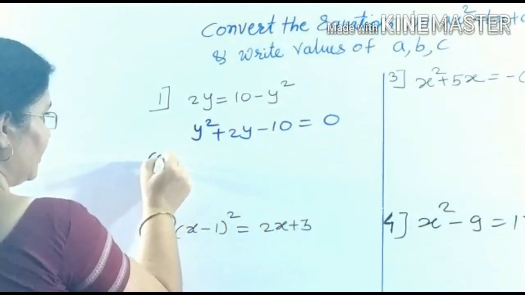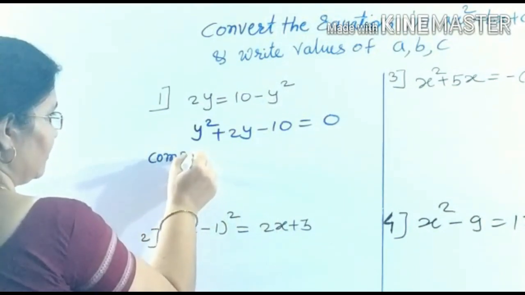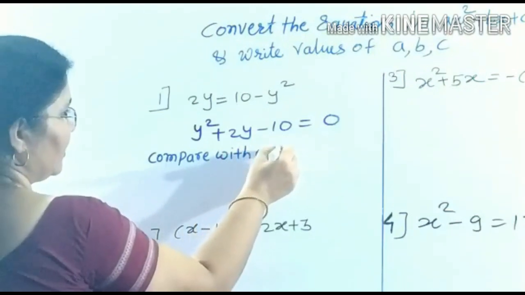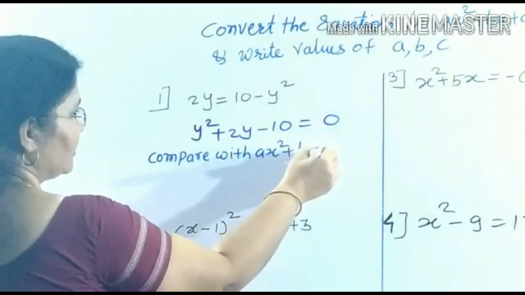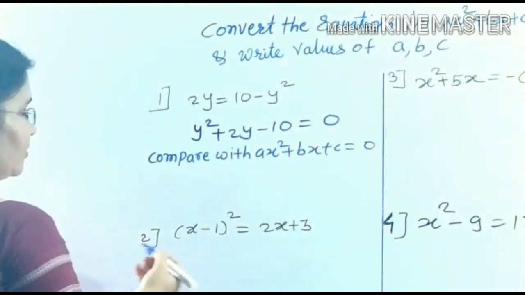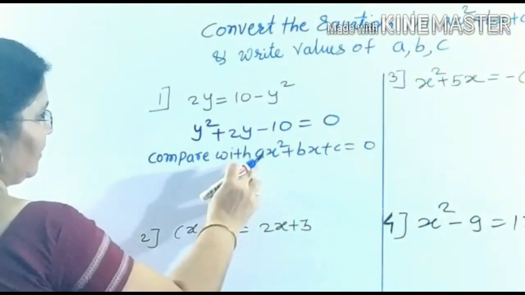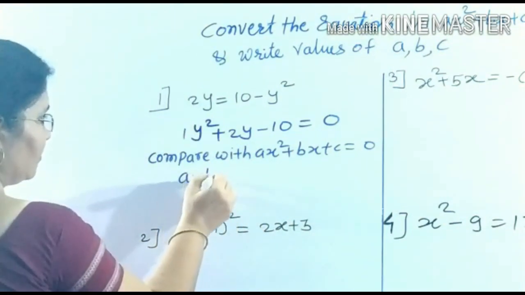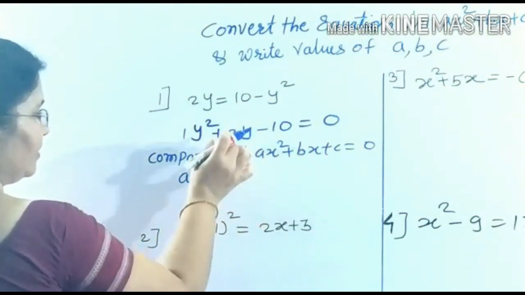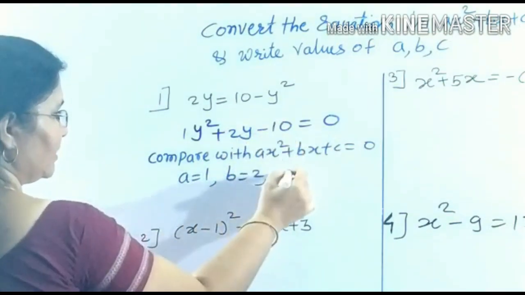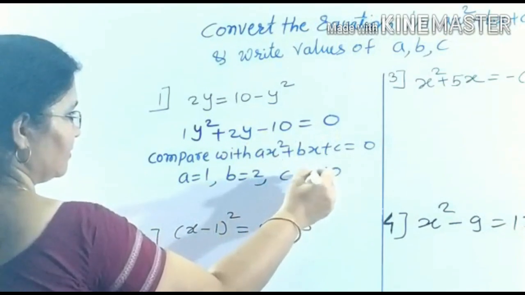Compare them with ax square plus bx plus c is equal to 0. With the standard form we are going to compare. On the place of a we get here 1. So a is equal to 1. On the place of b plus 2. And on the place of c we get minus 10.